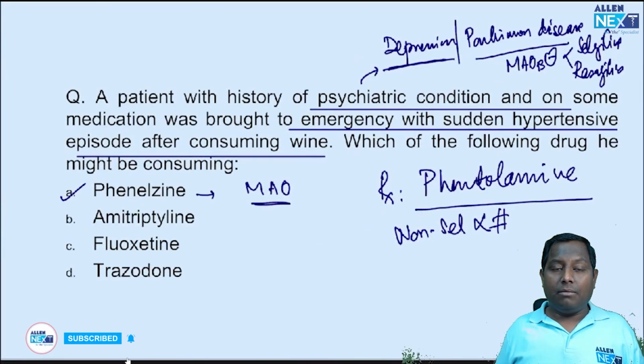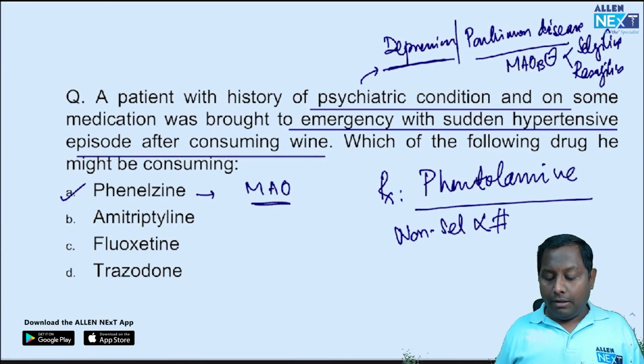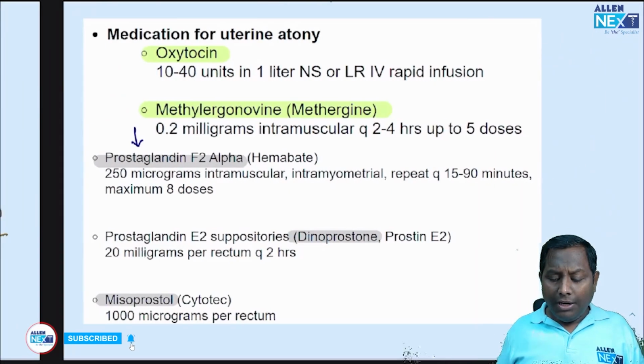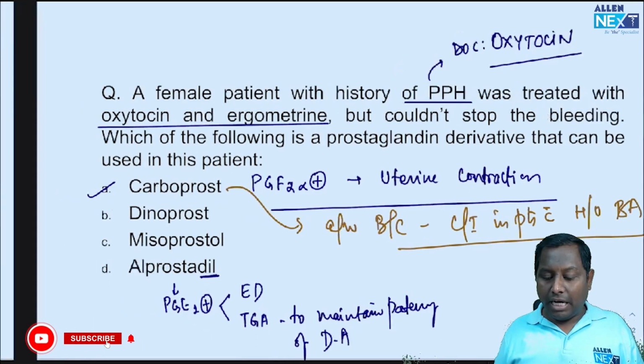Phenelzine is a MAO inhibitor. MAO inhibitor can increase the risk of cheese reaction or anything that is having a tyramine, tyramine rich food, wine, banana, beef, and all those things, or any food product that is having milk in it. Okay, carboprost will be preferred for the uterine contraction. In this scenario, it's a case-based scenario. You can say that this is integrated with gynae as well.